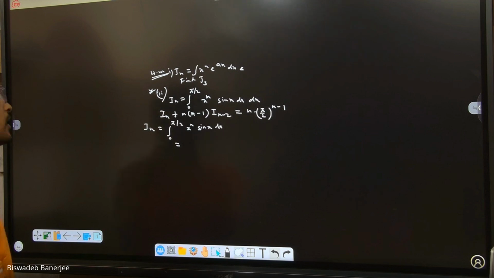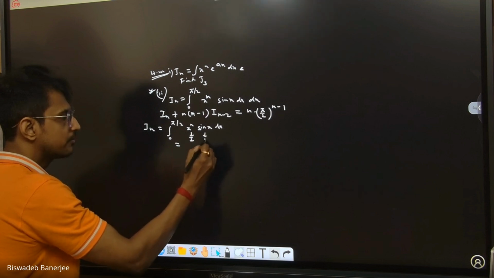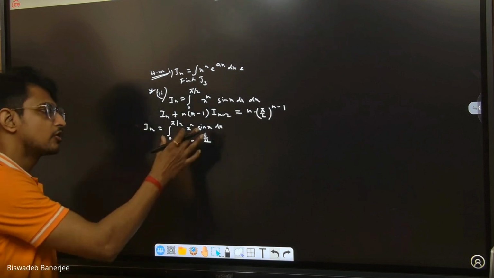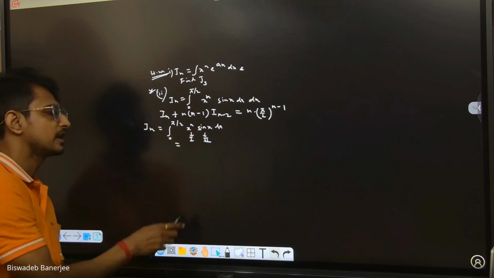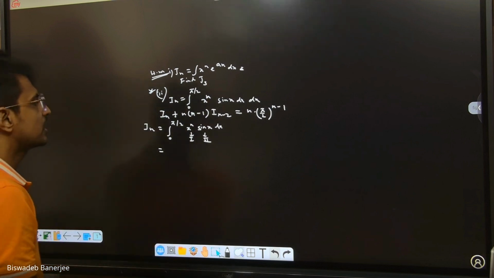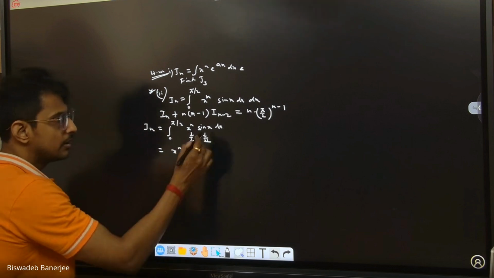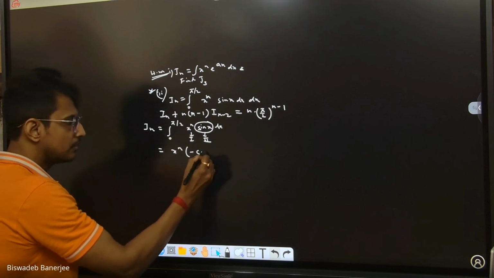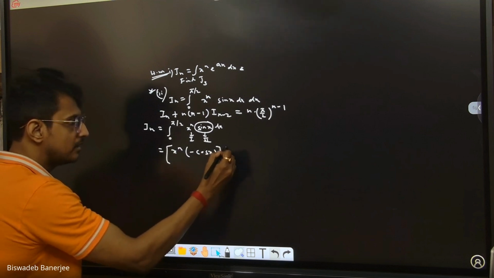How to do by parts? There is my first function, there is my second function. Why? Because of the ILATE rule. ILATE rule says this is my first function, this is my second function. So by the rule, what we shall get is first function into integration of second, and integration of sin x is minus cos x.